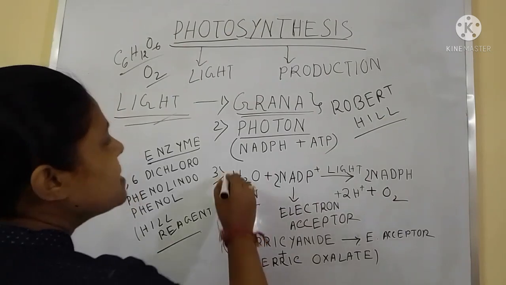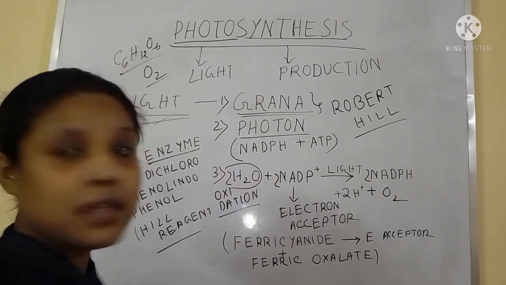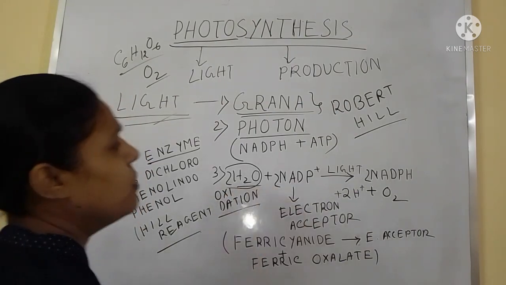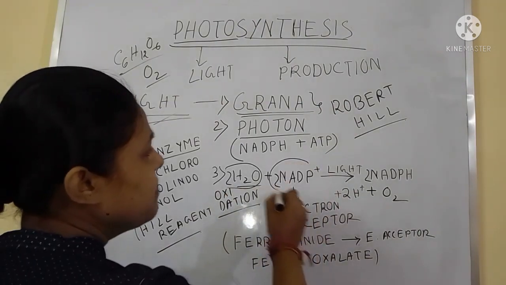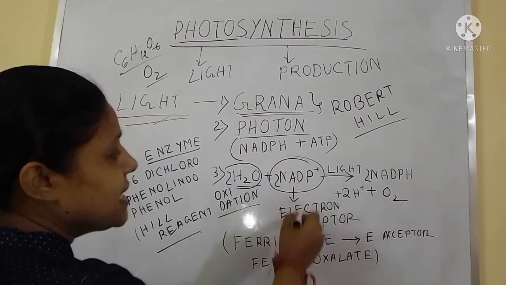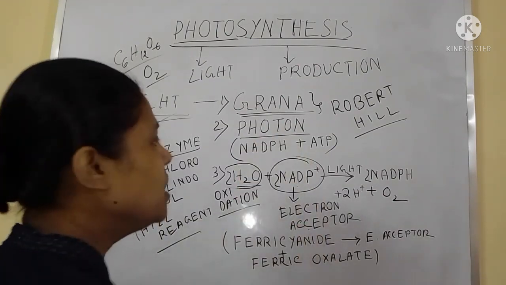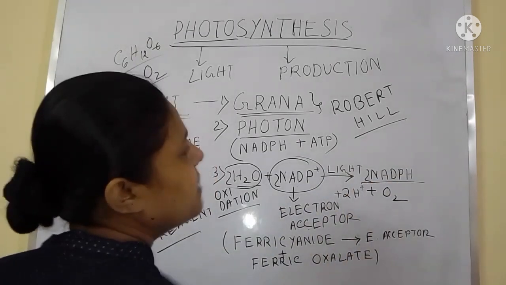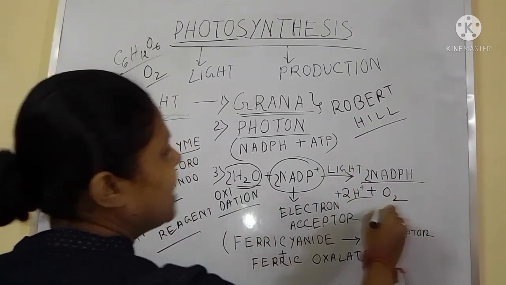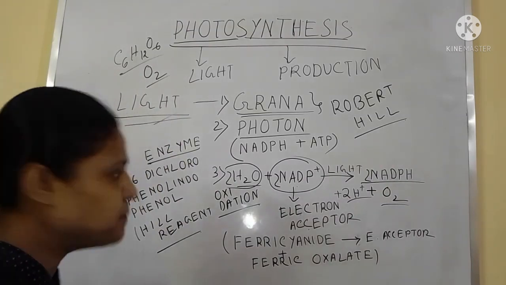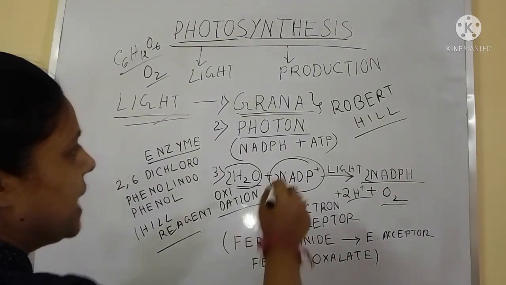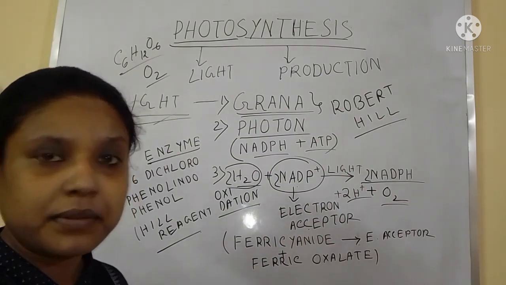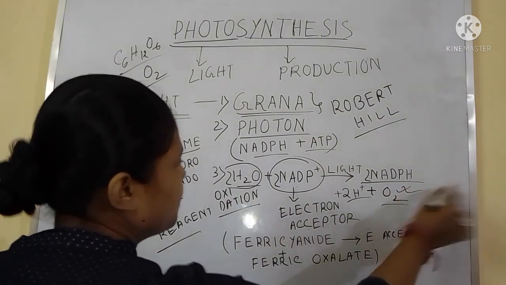The photolysis of water. Okay, photolysis of water. H2O in presence of NADP plus, that is known as the electron acceptor. Clear? So in presence of light, it forms NADPH, H plus and oxygen. Clear? So this NADPH and ATP both are formed here, and oxygen also.